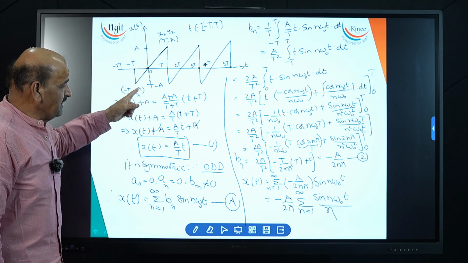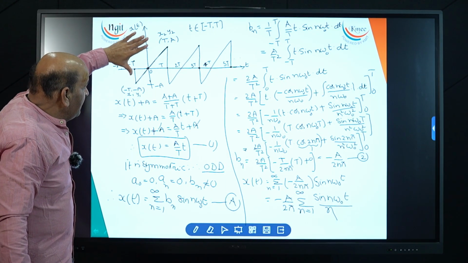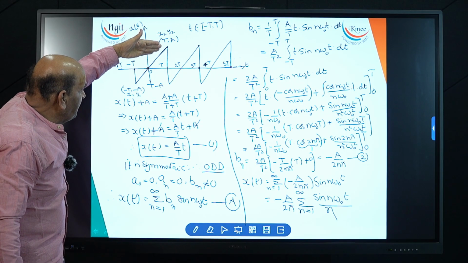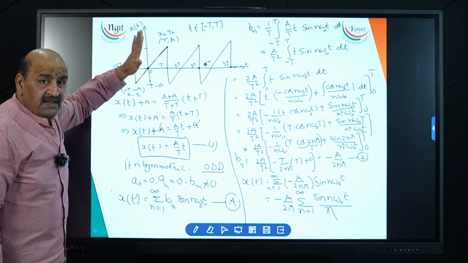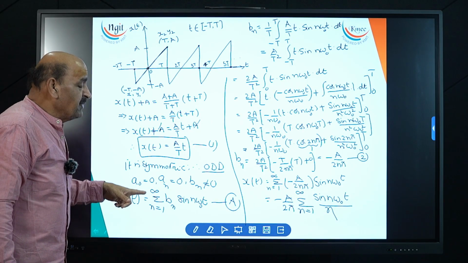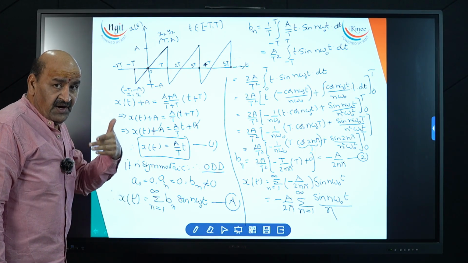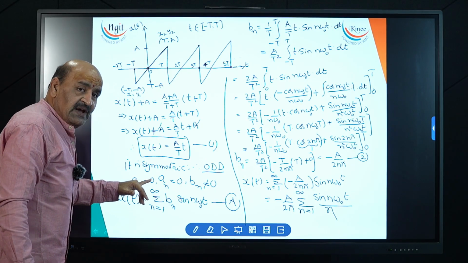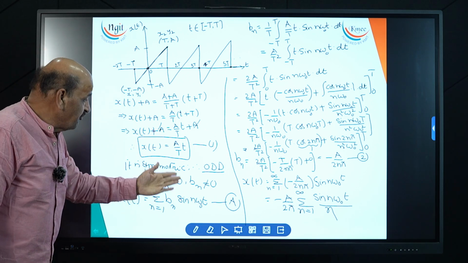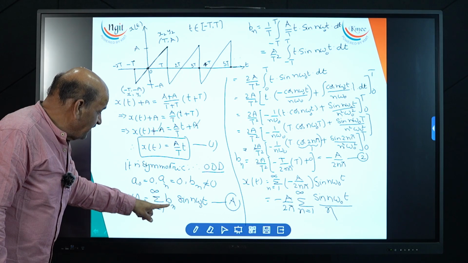Just look at how we got the output of this signal. Here is one important point: whenever the wave passes through the origin in this diagonal way, in the full format, only then we say it is a symmetric wave. All symmetric waves are odd waves. That's why whenever we use the word odd, automatically a naught will become 0, an will become 0. We are supposed to calculate only the value of bn. That's why the main equation reduces to a single term.